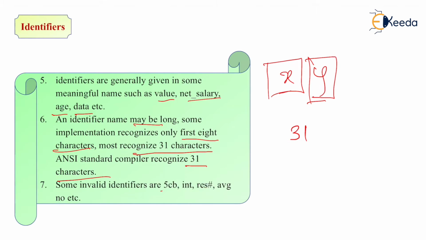Some invalid identifiers are 5CB. You cannot write a digit as your first character. Int is a reserved word, we can say a keyword. Res hash: as I told, you cannot write any special character other than underscore, so writing hash over here is also invalid. AVG with a space number, no. You cannot write a variable name like this, so space is also not allowed in any of your identifiers. I feel it is clear for you guys.